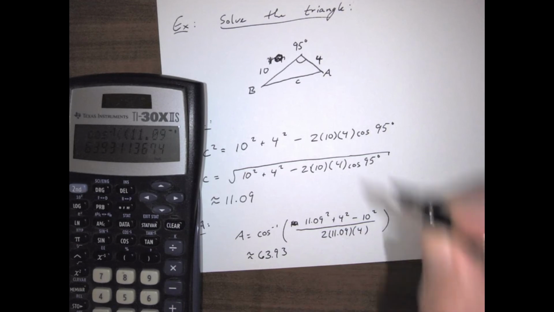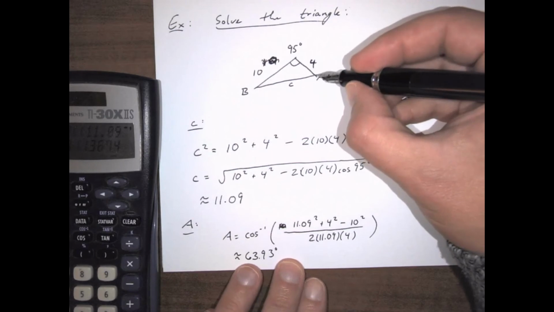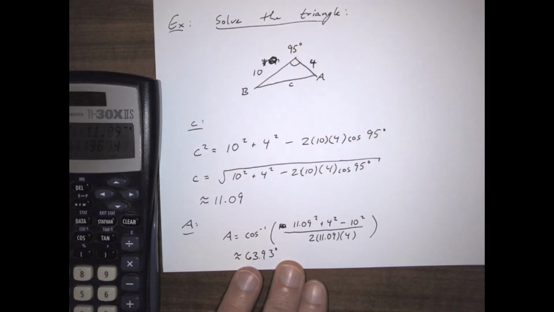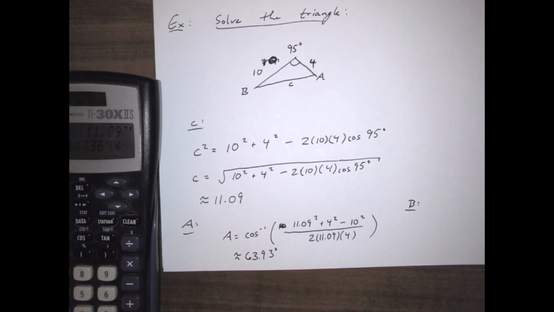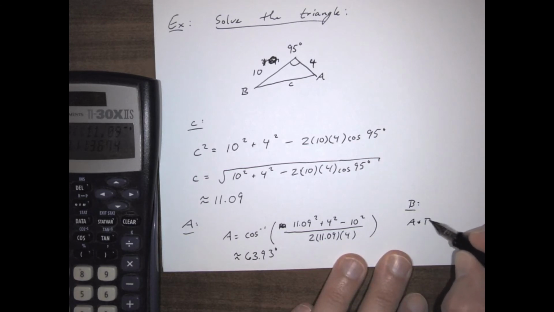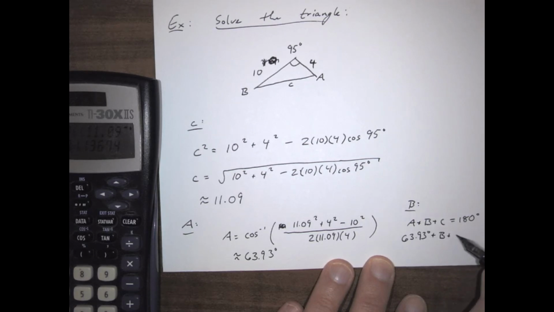63.93. And this triangle was drawn roughly to scale, so we can use the triangle as a guide to see if this looks reasonable, and indeed it does. And then for the B, I could actually repeat the process, or I could use the known values for the other two angles. So A plus B plus C equals 180. So that means that 63.93 degrees plus the mystery B plus the 95 degrees equals 180.